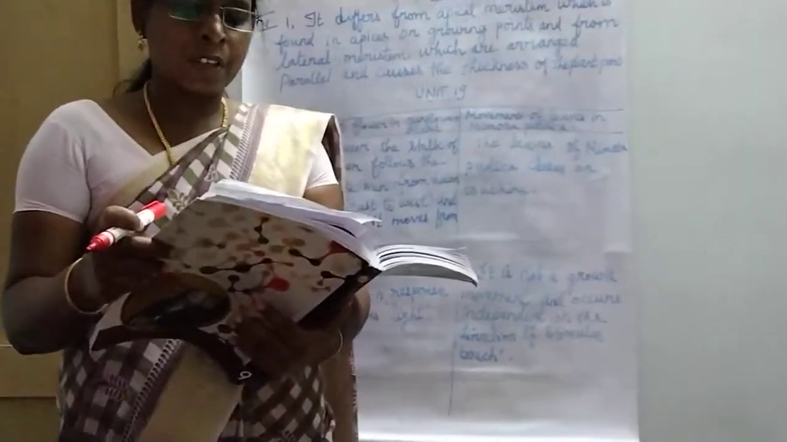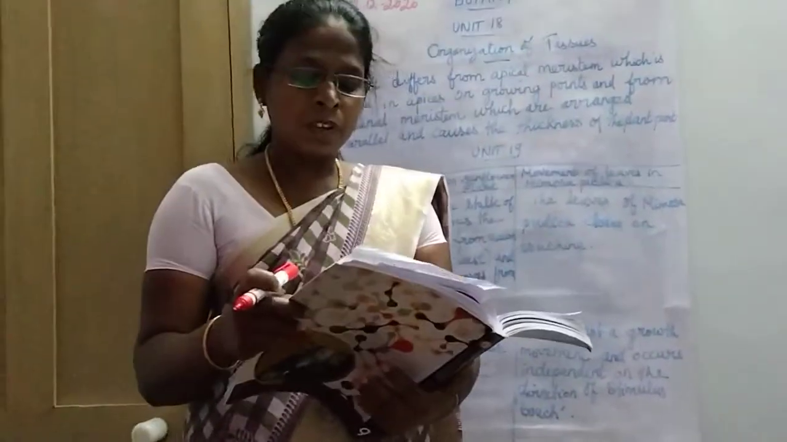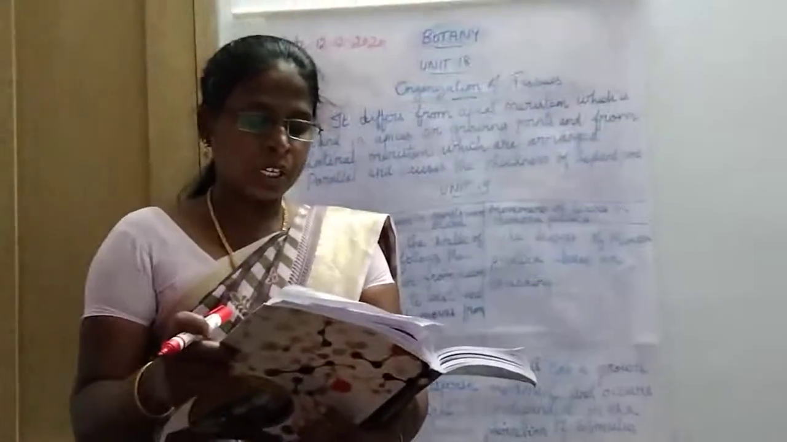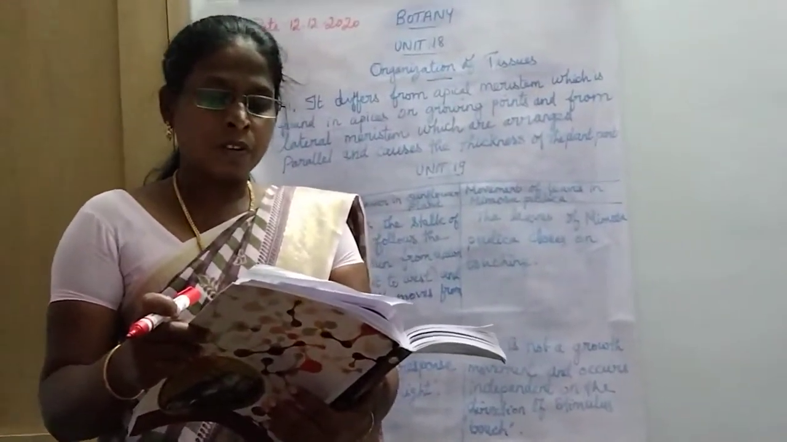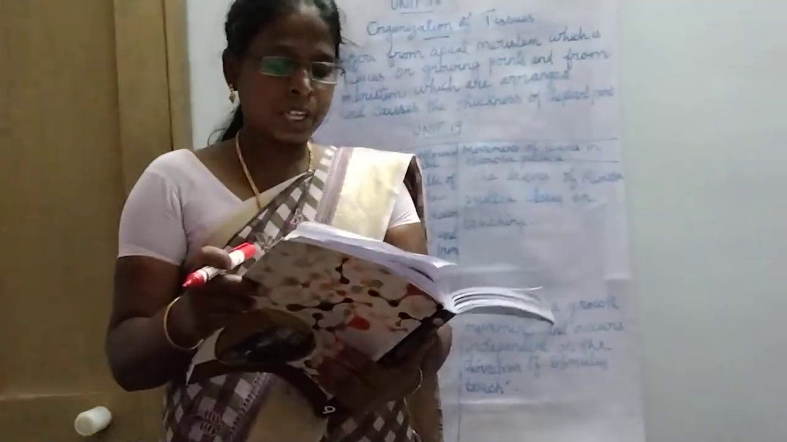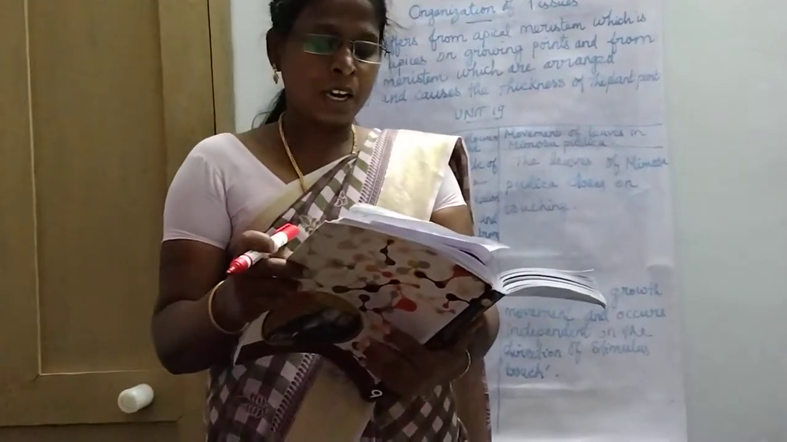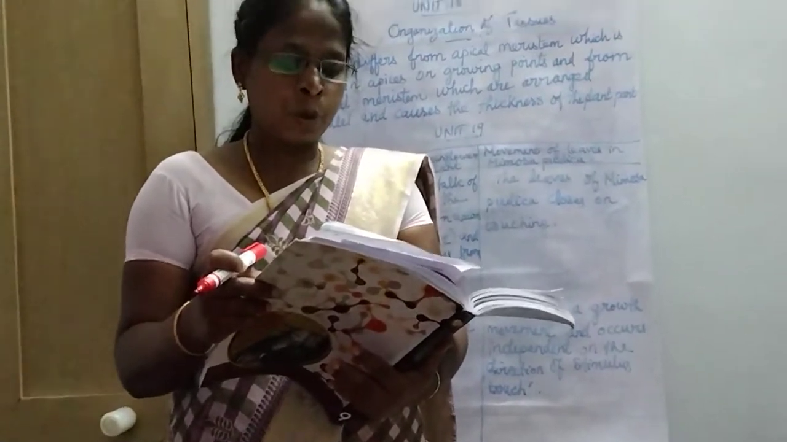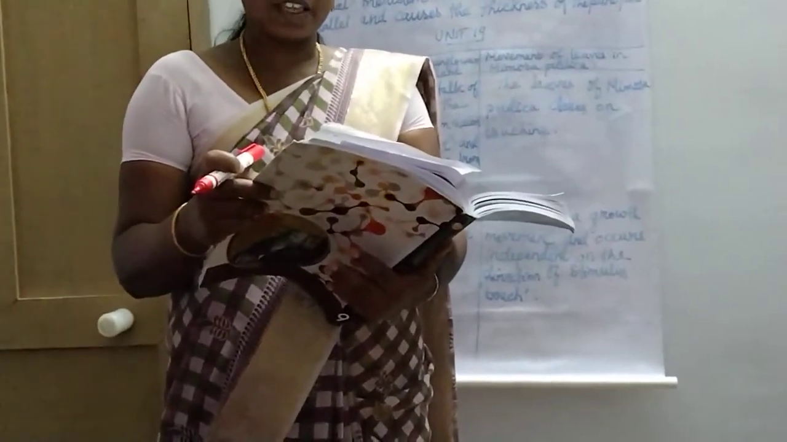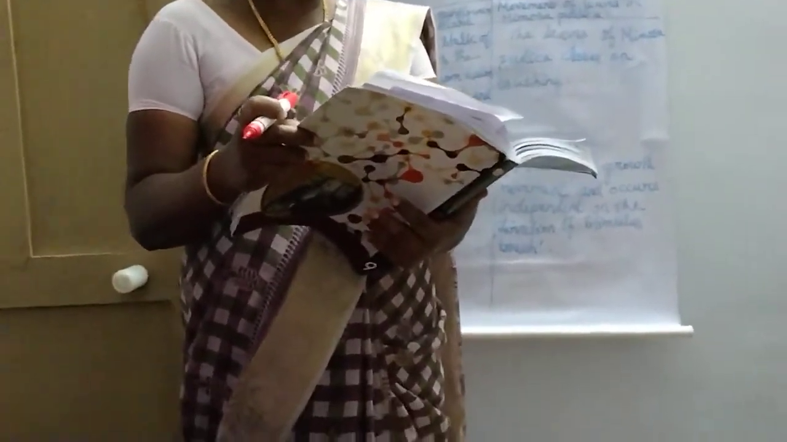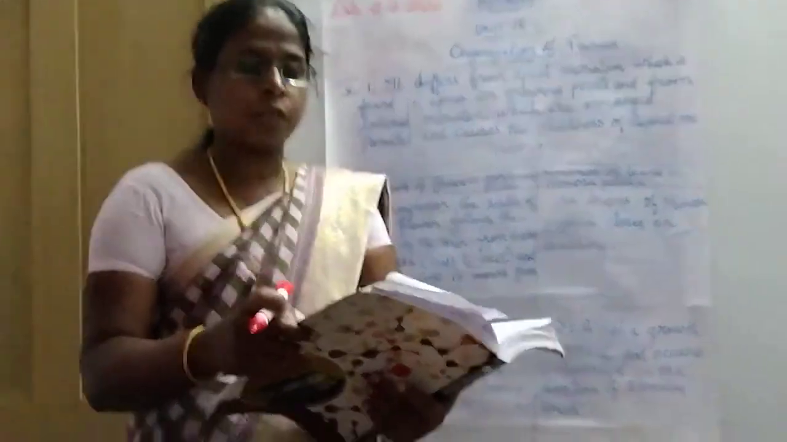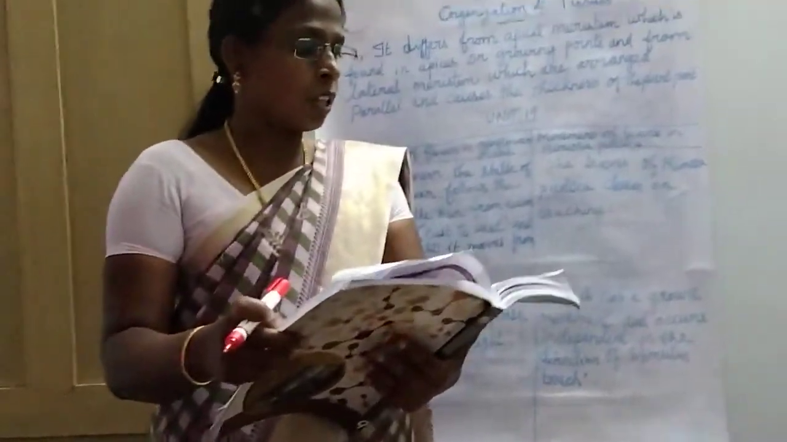Inference. The leaves have tiny pores called stomata. Full stop. Water evaporates through these stomata. So this is the answer for this question.